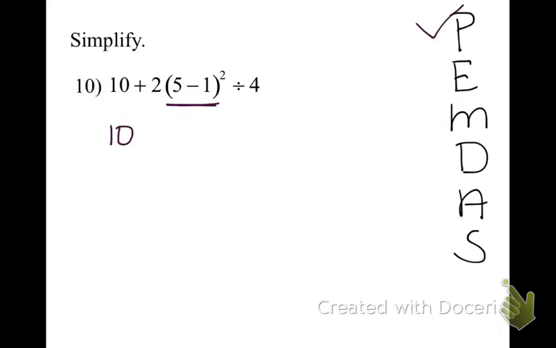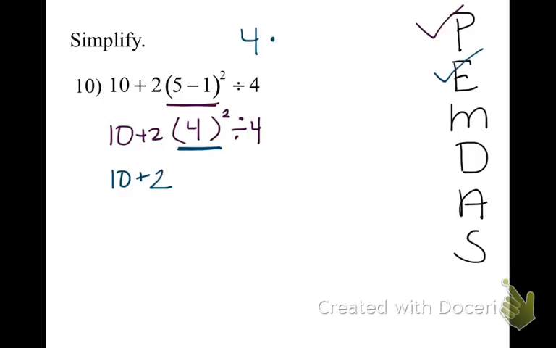So I have my 10 plus my 2 times 5 minus 1, which is 4, squared, or to the second power, divided by 4. Now I check and see, do I have any exponents? Yes, I do. I have the exponent right here. So my 10 comes down, my 2 comes down. Now we have 4 to the second power, which is 4 times 4, which will give me 16, parentheses 16 divided by 4.